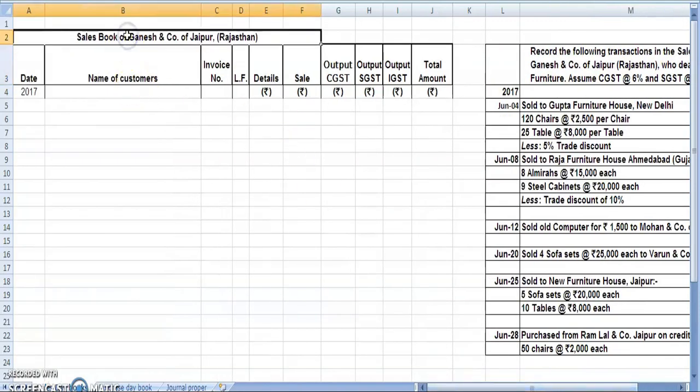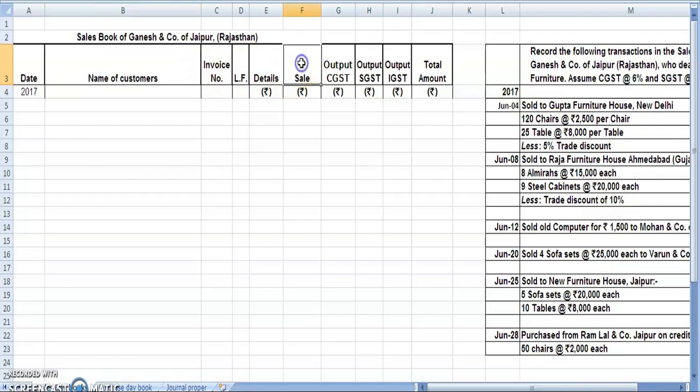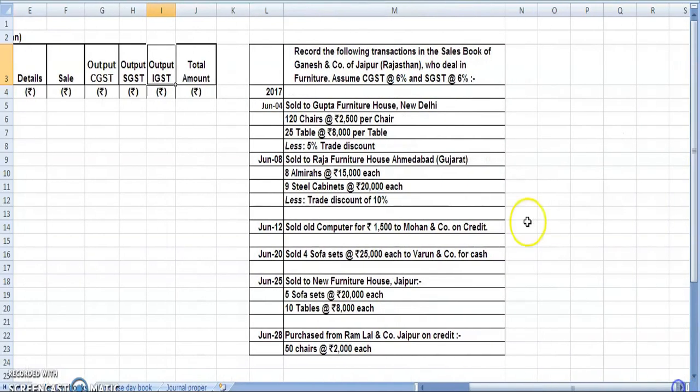Here, sales book. The format is same, only the difference is in sales book we write the name of the customer and here we write sales, and since this is sale we write output instead of input, output CGST, output SGST and output IGST. Now let us do the question.